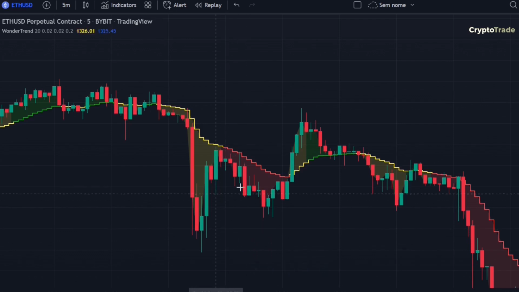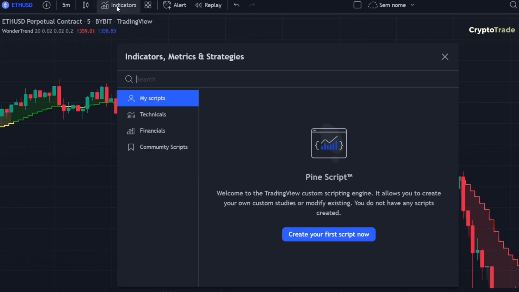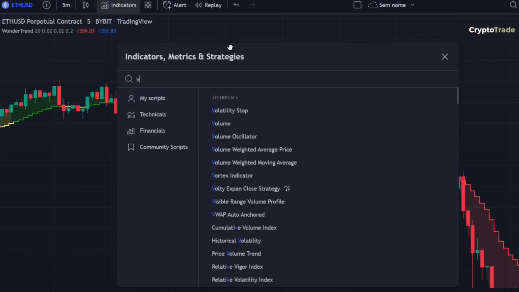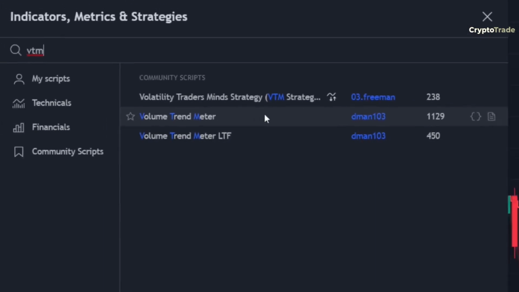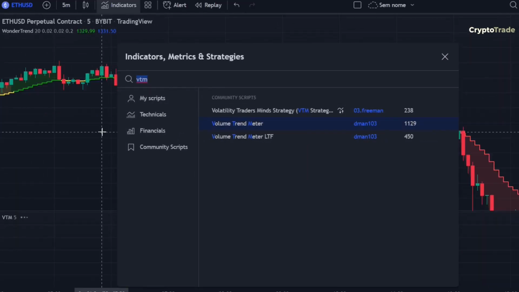To add the second and last indicator to the chart, open the indicator search bar in TradingView and type volume trend meter. Select this indicator, as shown here in the video. Setup is complete.